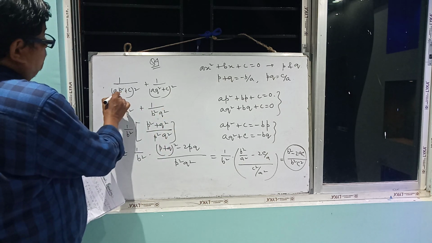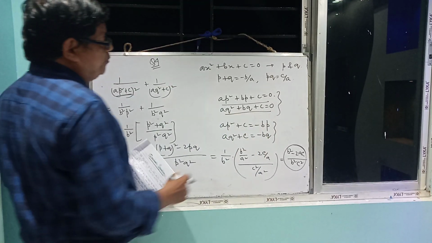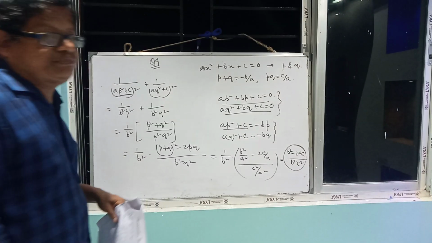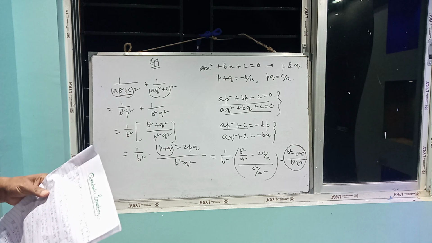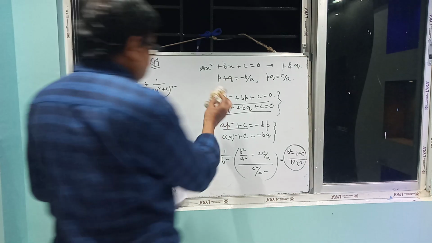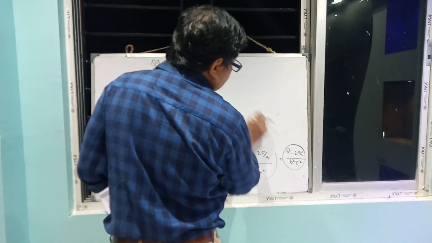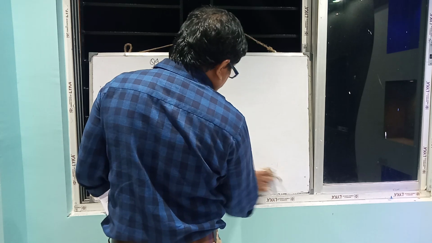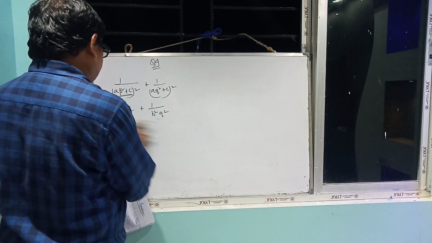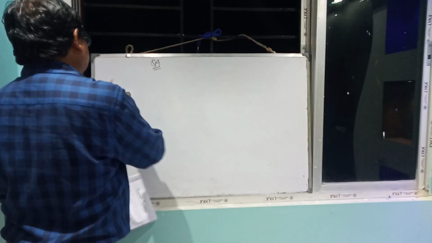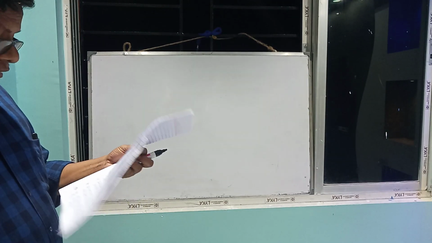Here ap square plus c is given, that is why find out this part. Okay, and from here ap square plus c equals minus bp. Okay, now next sum. Next one.